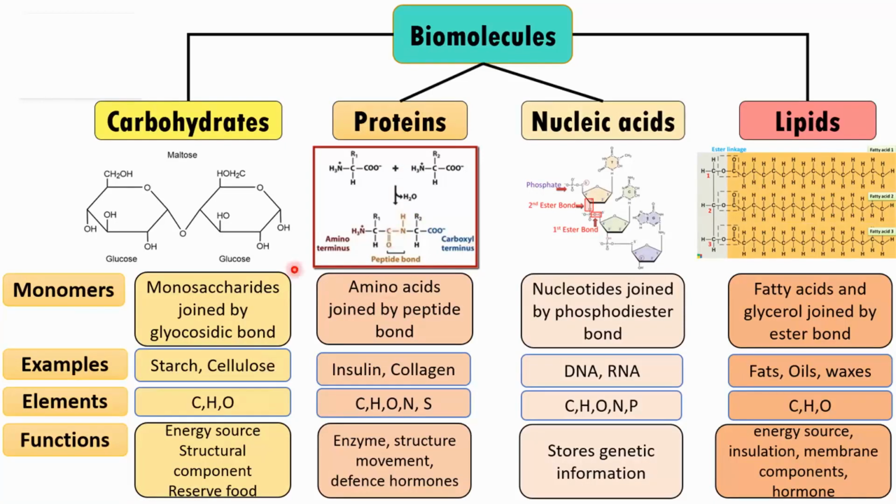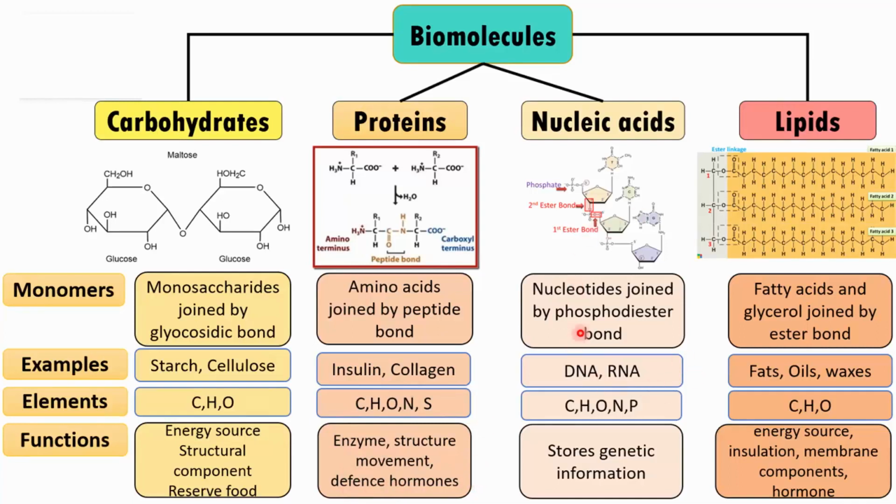For the proteins, monomers are the amino acids, which are joined by the peptide bond. Examples may include insulin and collagen. They are composed of different elements, for example, carbon, hydrogen, oxygen, nitrogen, and sulfur. Example functions: most of the enzymes are proteins, so they have an enzymatic role. They have a function in structure and movement. They are also a part of defense and hormones.